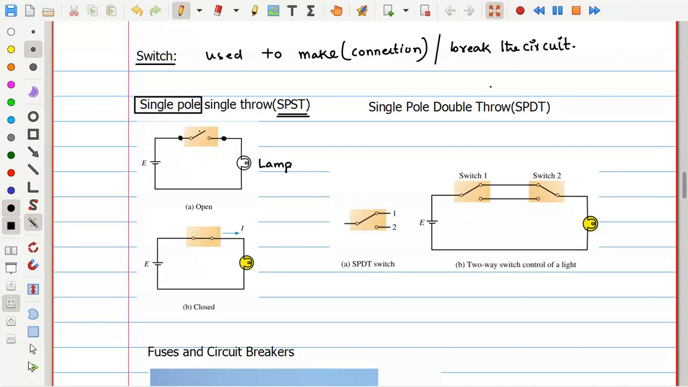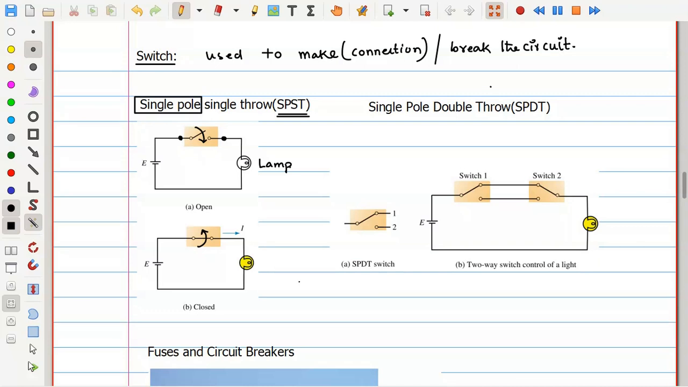Now see that when this is thrown in the downward direction, as in the arrow direction, the switch is going to be closed. That's why we call it single throw. It can be thrown in only one direction, either the open direction or the closed direction. If I throw it in the upward direction, it will open. If I throw it downward, the switch will be closed. This is what single throw means. It can be either open or closed.